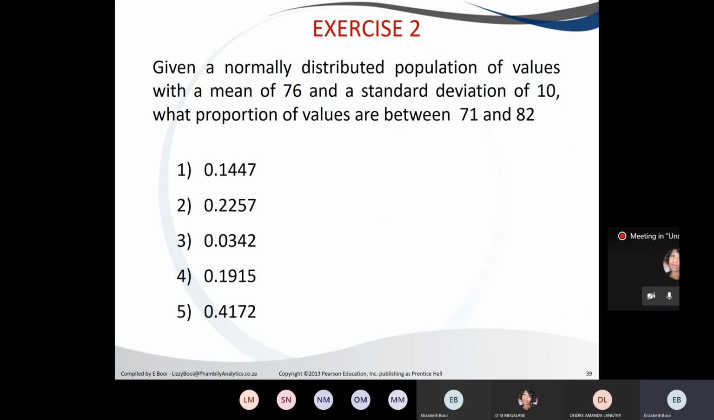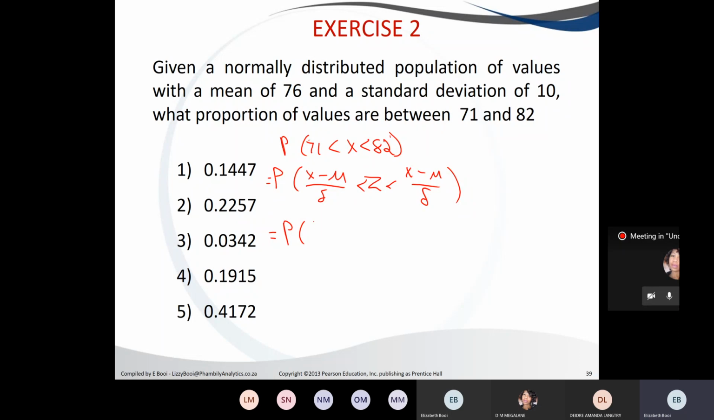Okay, so to find the probability of between, we can find it by using the probability that X is between 71 and 82. I'm going to write at the bottom here the probability that Z lies between the two values of X minus the mean divided by the standard deviation.